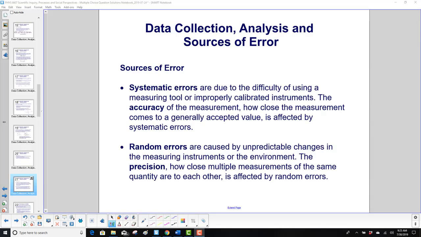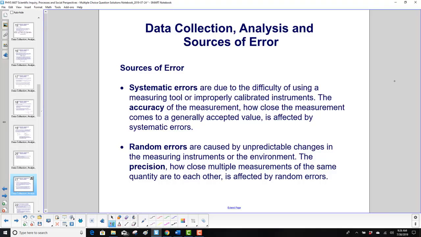There are two types of errors that are valid to be reported and discussed. You have systematic errors, and they're due to the difficulty of using a measuring tool or improperly calibrated instruments. This affects the accuracy of the measurement. How close the measurement comes to a generally accepted value, that's affected by systematic errors.